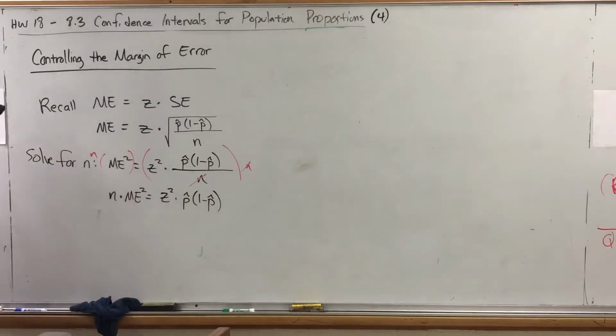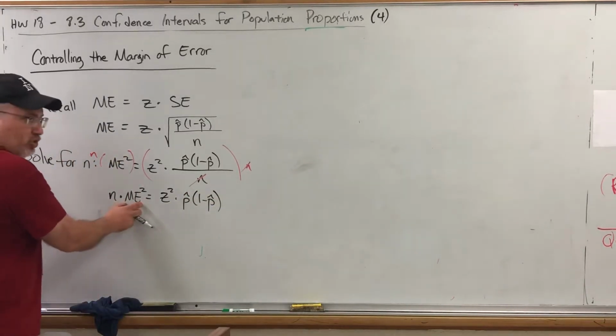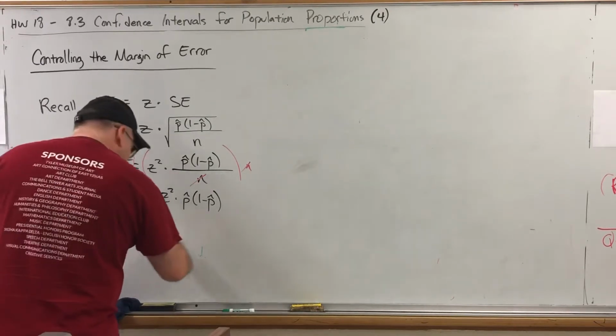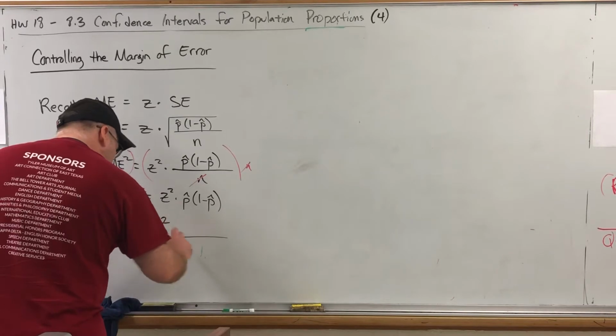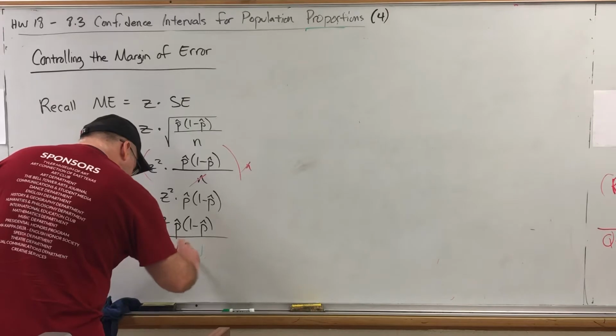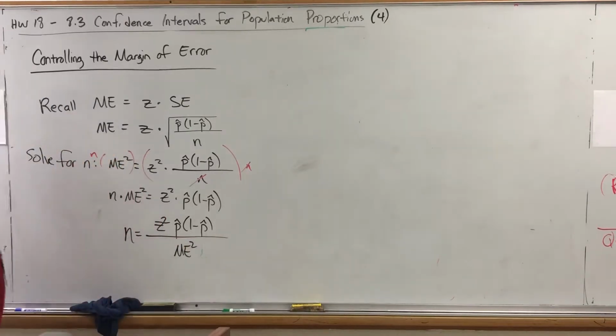And now to get the n by itself, I just have to divide both sides by the squared margin of error. And so the formula we get is n equals z squared on top, p hat on top, 1 minus p hat on top, and the squared margin of error on the bottom.